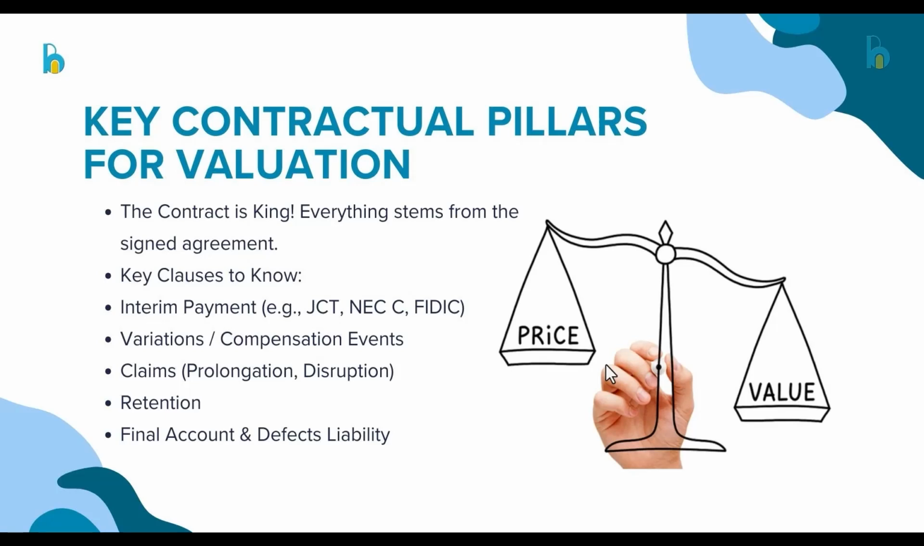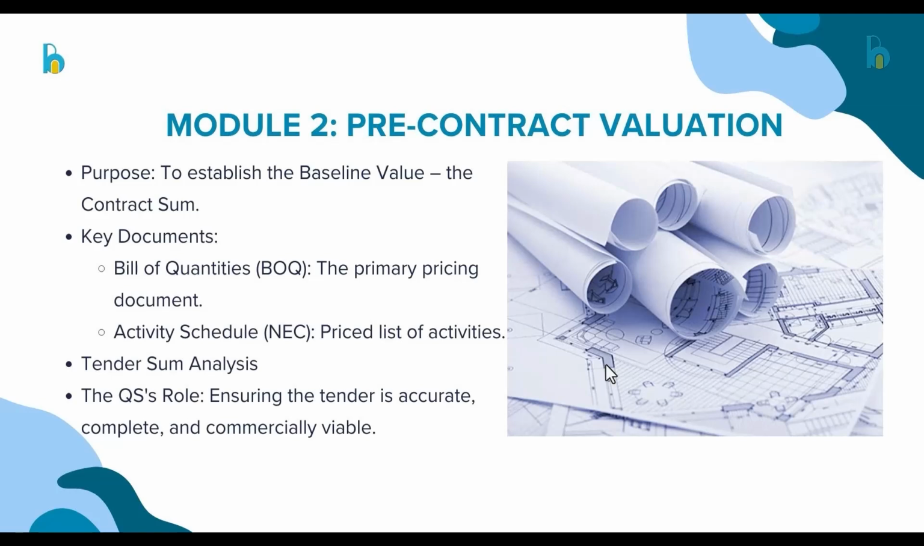Then finally, we have the final account and defect liability period. The final account is, like I said earlier, the document that you need to submit at the end of the project. Then the defect liability period is the period whereby if any defects occur, the contractor still has the responsibility and the ability to be engaged to make all those repairs. So that is that for module 1.